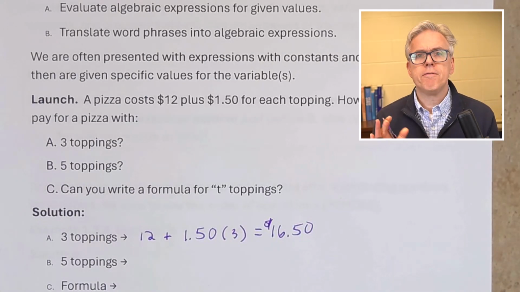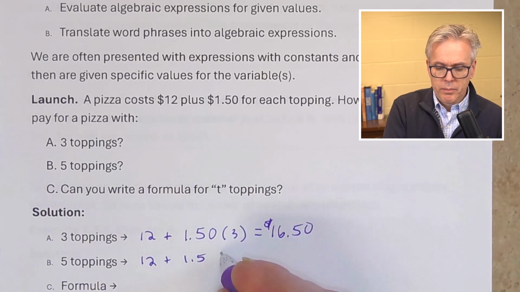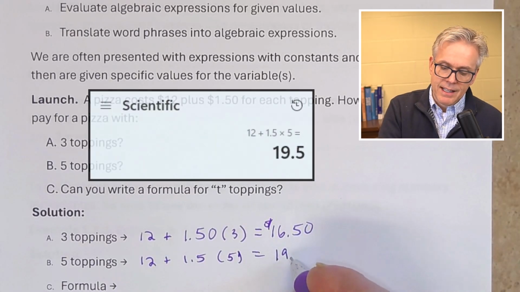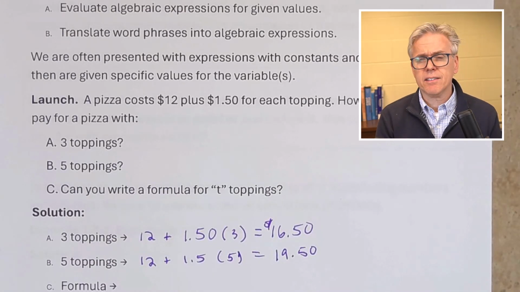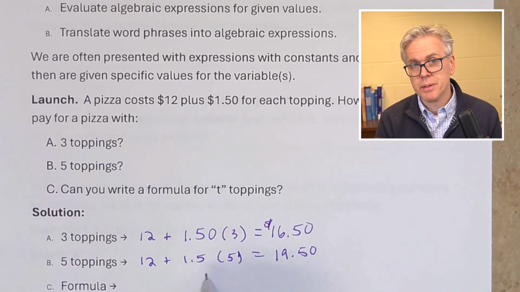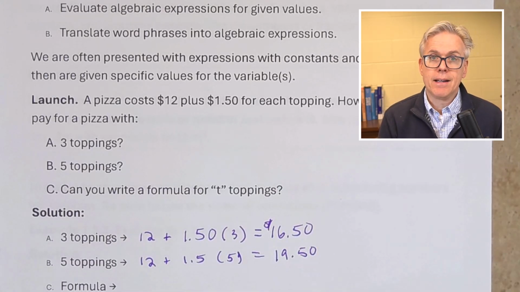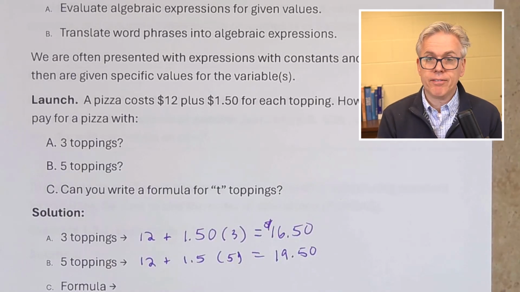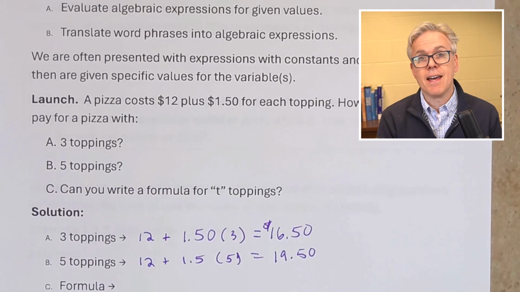Now, what about 5 toppings? So 5 toppings, very similar. 12 plus 1.5 times 5. You do the math on that, you're going to get $19.50. Now, if you're using a calculator, the calculator should know the order of operations. So when you put this in, it's going to know I have to multiply before I add. Now, if you have an older calculator, you may actually have to do the order of operations yourself. So you'd put 1.5 times 5, get that number, and then add it to 12.